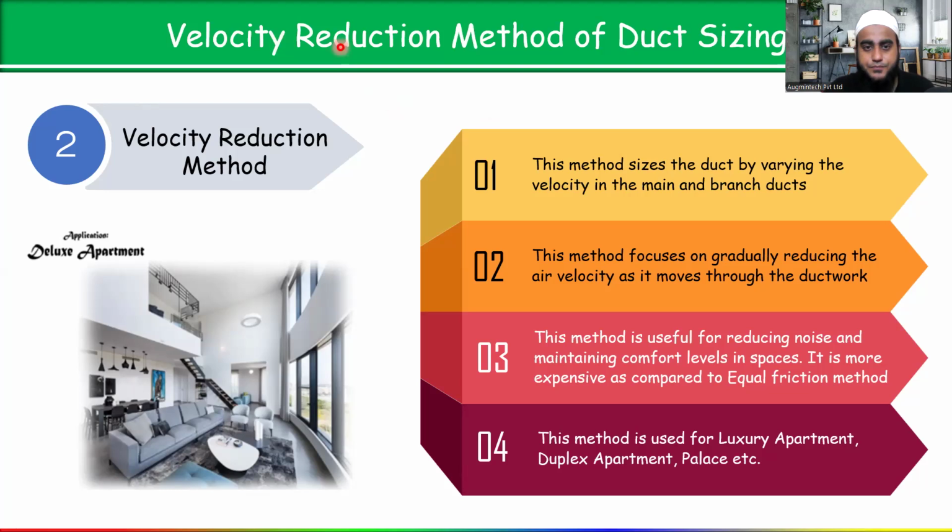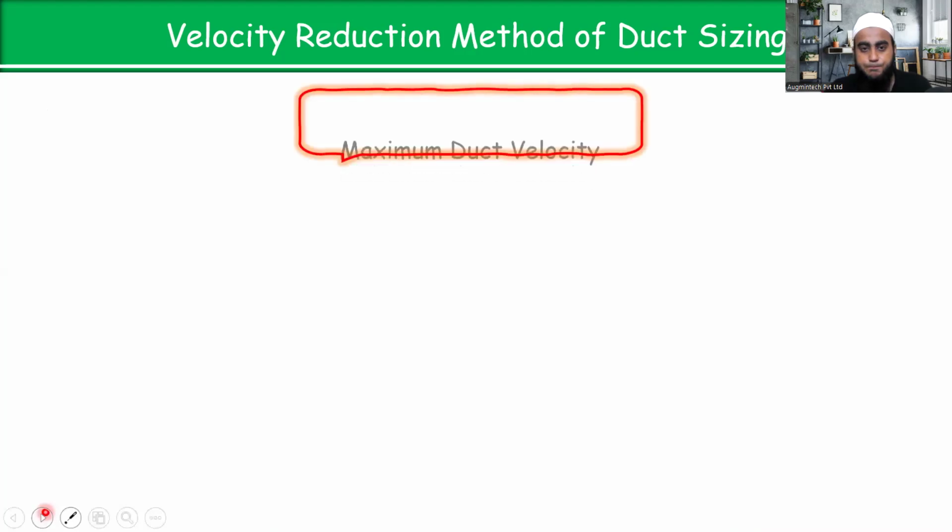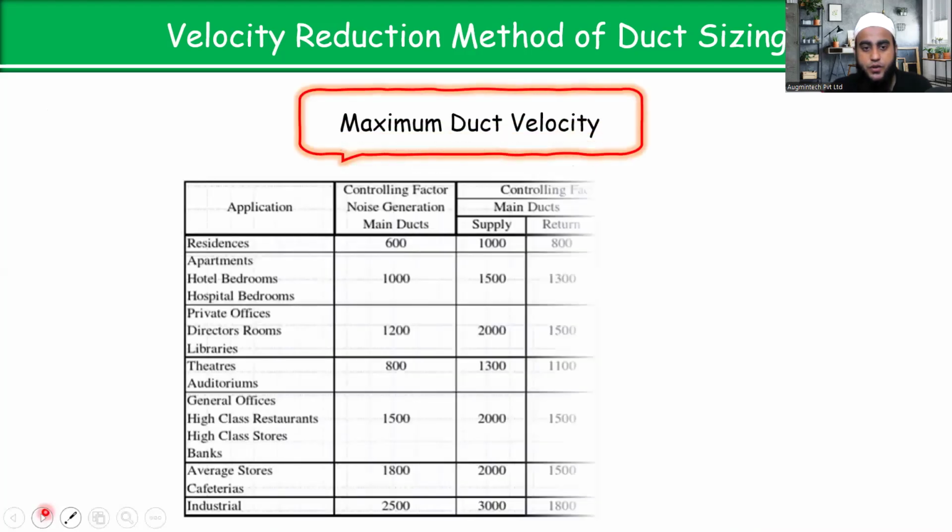Is it clear? Okay. Now the question is, sir, how much velocity do we have to maintain in the main duct and branch duct? As per the Carrier design manual data, I will show you the velocity we have to maintain. See the maximum duct velocity table.